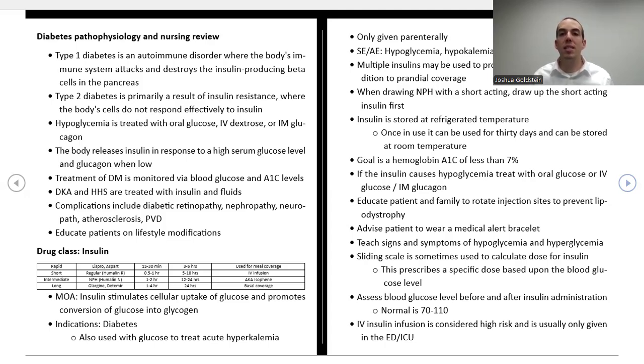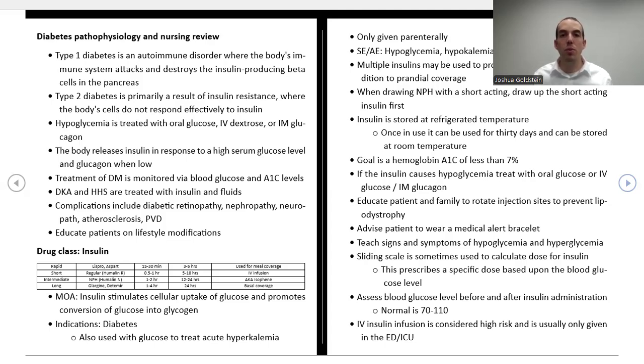Next, we have hypoglycemia as a side effect, hypokalemia as a side effect. Patients are often going to be on multiple insulins, such as a basal and a mealtime insulin. When you see the word prandial, that means related to mealtime. Just FYI, that means related to mealtime. Next, when drawing up NPH with a short acting, we draw up the short acting first. So you draw up the rapid, then you would draw up the NPH, because we would want to combine them into the same syringe to minimize the amount of injections the patient has to get.